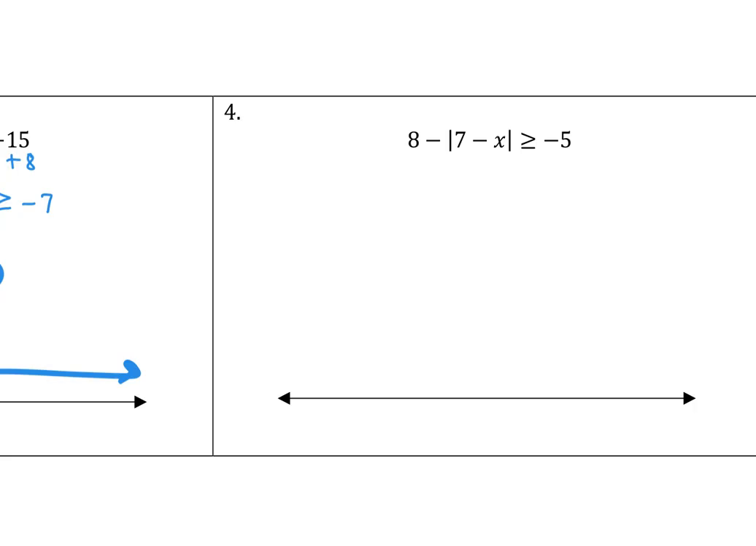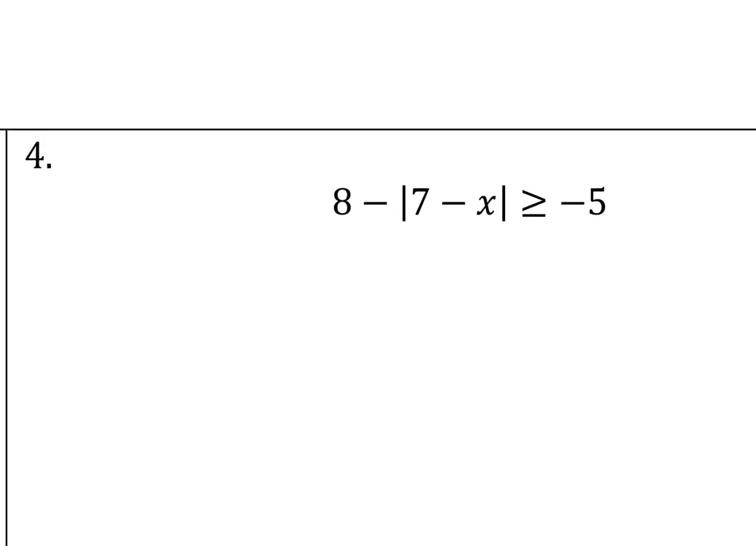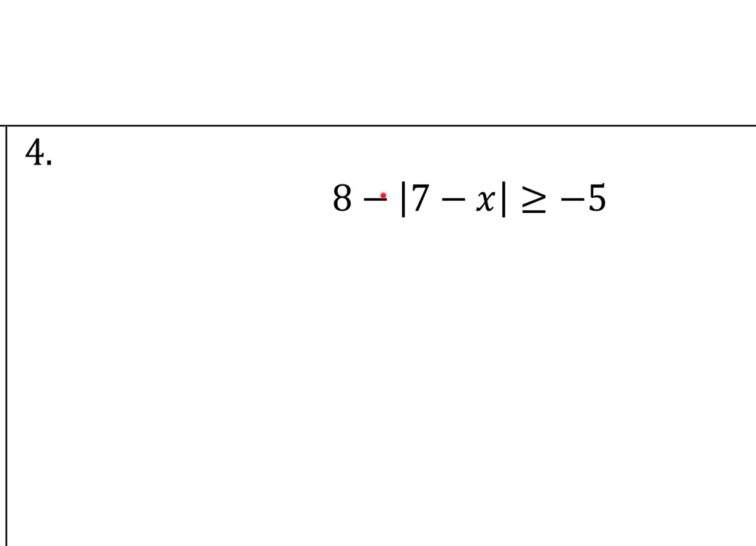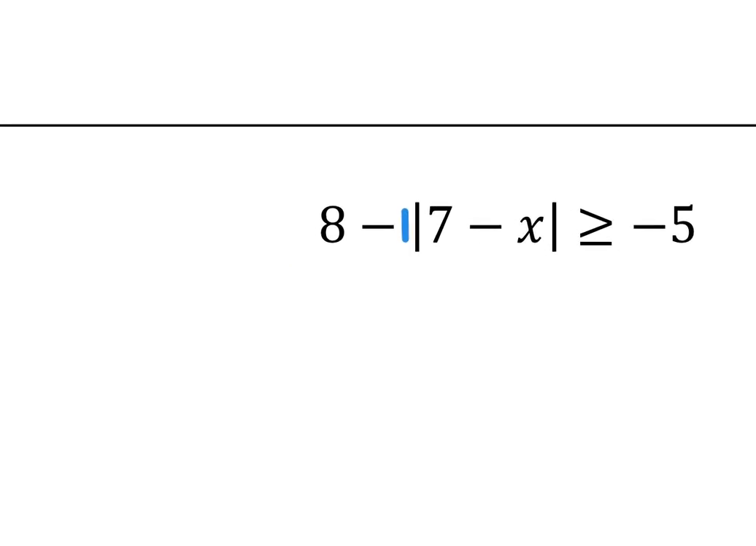So again, the first thing you want to do is isolate the absolute value bar. This negative is not attached to this 8. This is like a -1 coefficient in front of the absolute value. This is just a constant of 8. So move that first, subtract the 8 from both sides so that I'm left with the negative absolute value of 7 minus x is greater than or equal to -5 minus 8, which is -13.